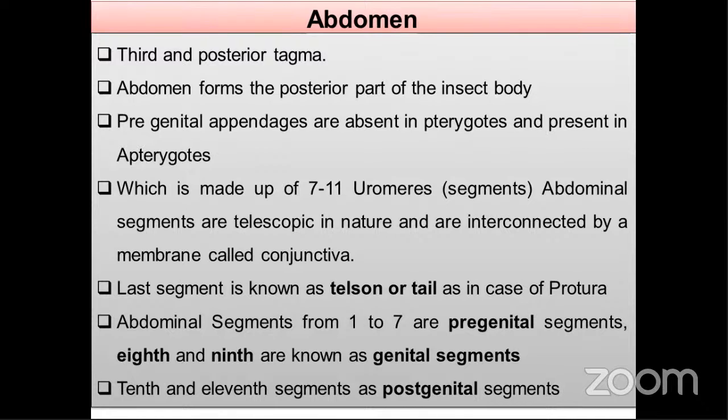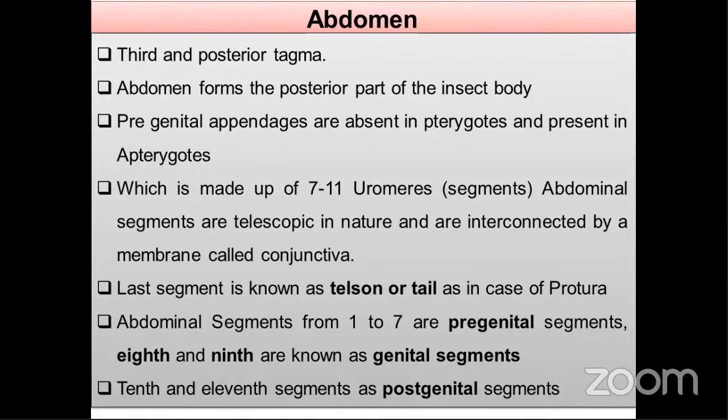Pterygotes are again divided into exopterygota and endopterygota. That is a different concept we will discuss under the taxonomy part. Now the abdomen is made up of 7 to 11 segments. Segments we can also call uromeres. The abdominal segments, which are telescopic in nature and interconnected by the membrane, we call the conjunctiva, the intersegmental regions. So there are 7 to 11 segments.